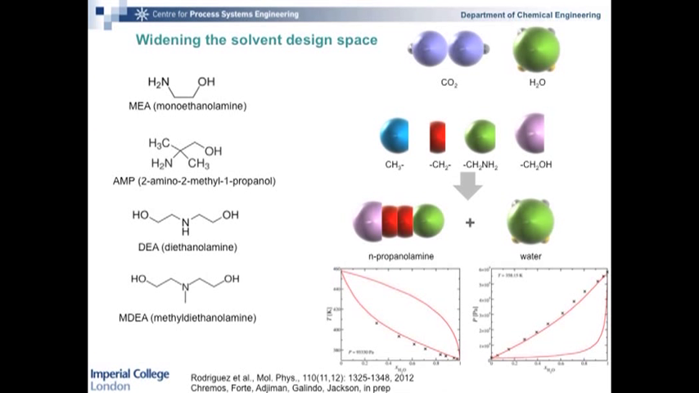So here is a list of the ones we've got so far. And this allows us then to design blends of solvents, which can be more effective than single-molecule solvents. The other thing that we've been doing is building up some basic groups in order to be able to build new molecules. For example, we can make a mixture of N-propanolamine and water from our building blocks here and predict the phase equilibria.